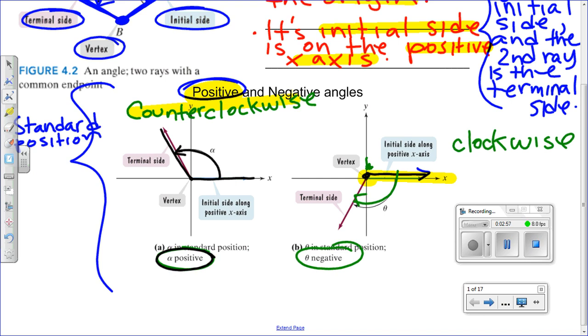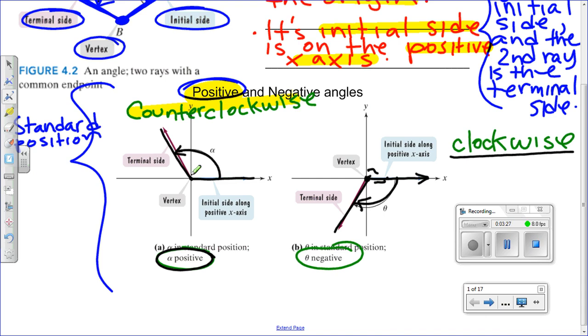For a negative angle, that's going to be the same standard position, vertex at the origin, positive x-axis is the initial side, and the terminal side is there. But if you notice, this one runs in the same direction as the clock, so we call it clockwise. So imagine the hands of the clock, they go in this direction, right? Same as this.